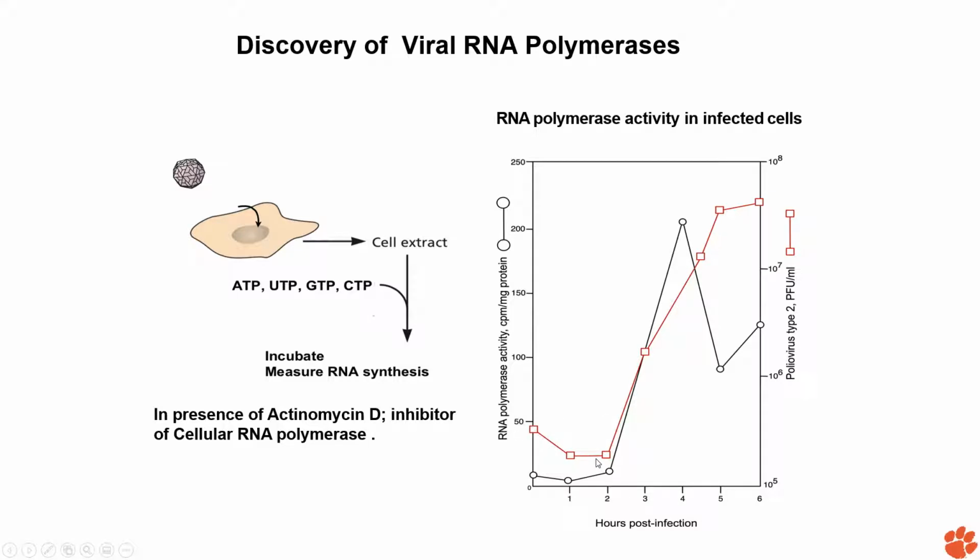So you have the initial eclipse period, and then you have the burst. And they measured the amount of RNA in the cell. They extracted the RNA at different time points and looked for radioactivity on the gel. And they found that this is the activity. The activity of the RNA incorporated with the radioactivity drastically corresponds to the virus which actually comes out.